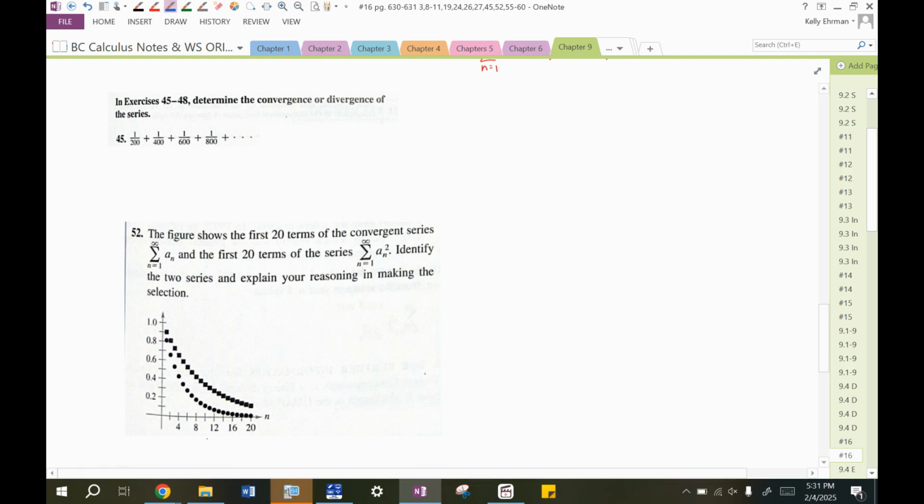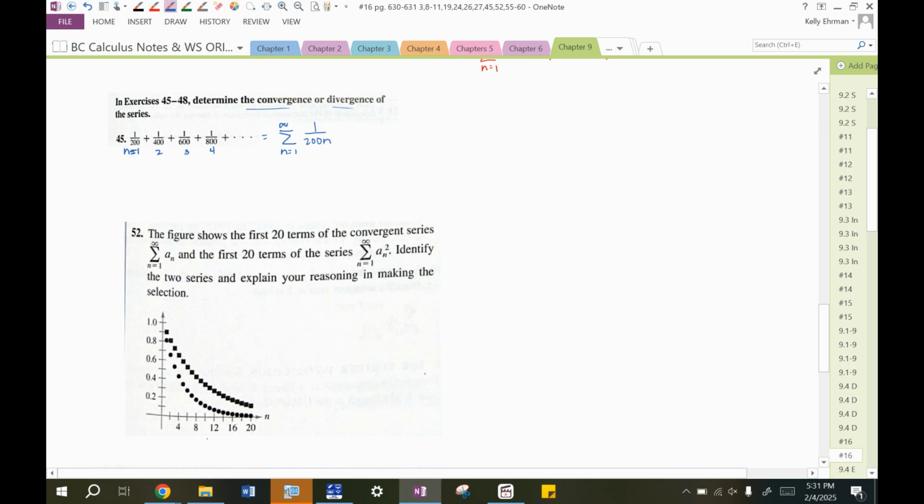Determine the convergence or divergence of the series. So they're giving us the terms here. Let's say this is n equals 1, 2, 3, 4. It looks like it's n times 200 down there. So let's write out the series first. The series from 1 to infinity of 1 over 200n.